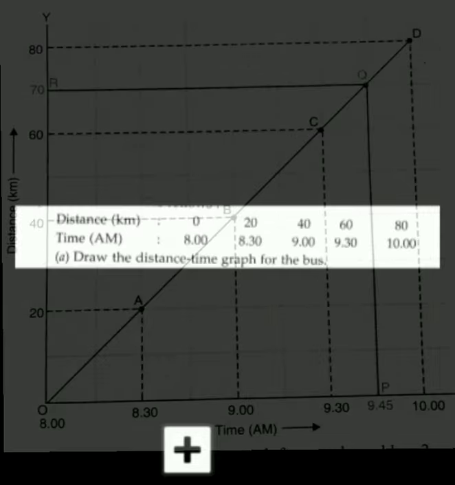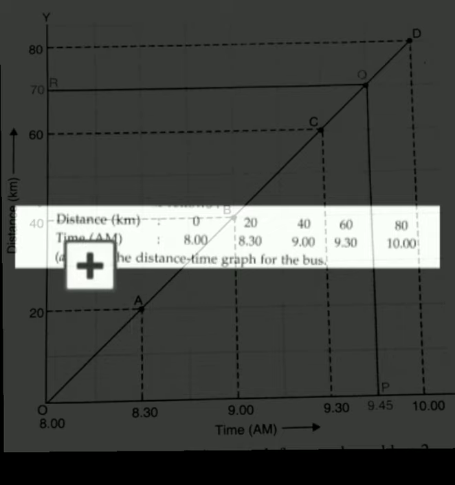So students, let us take one example from our daily life. Suppose this is the data given for a bus, the distance traveled by a bus. The bus starts at 8 a.m., so the distance traveled by it is 0 kilometer, and after half an hour, that is at 8:30, the bus has traveled a distance of 20 kilometer. Till 9 a.m. it covers 40 kilometer, till 9:30, 60 kilometers, and till 10 the bus covers 80 kilometer.